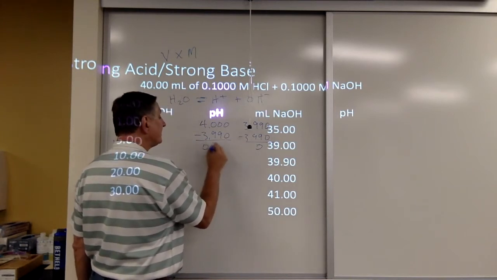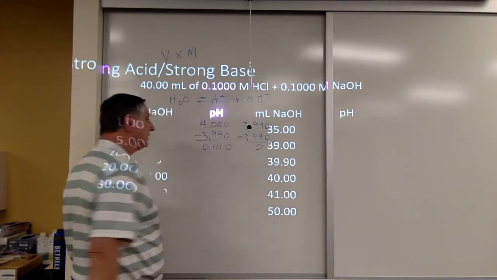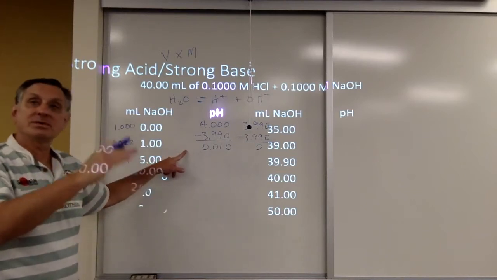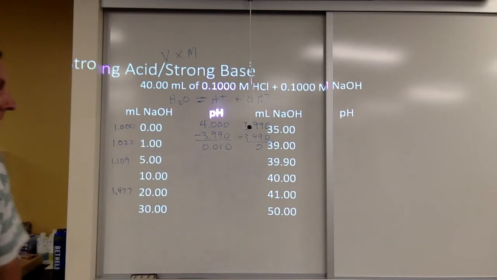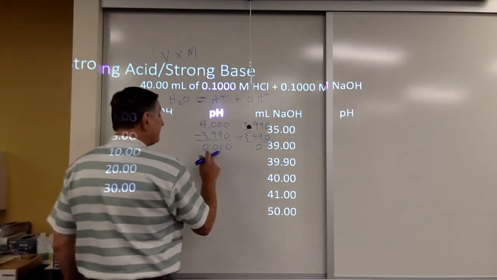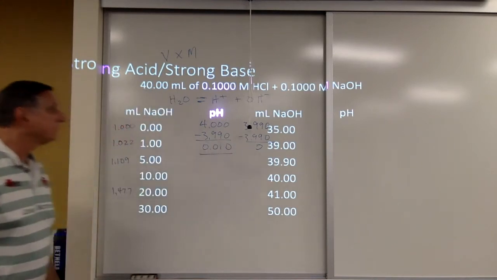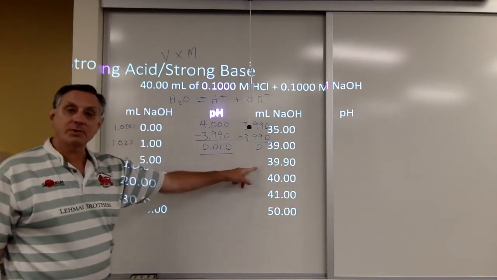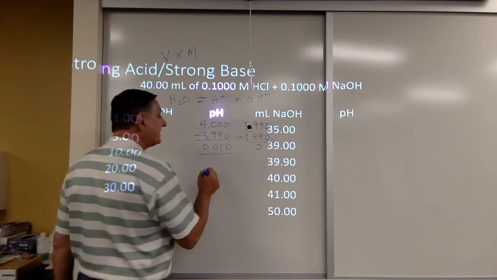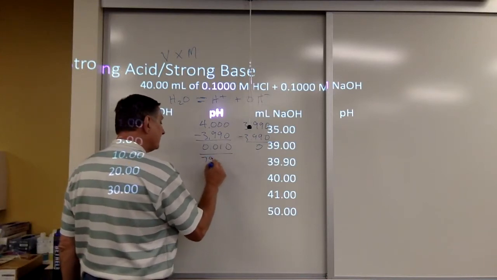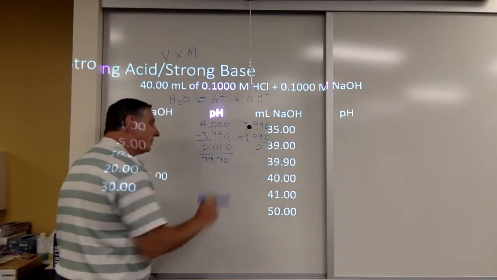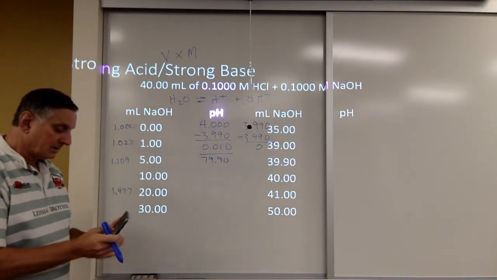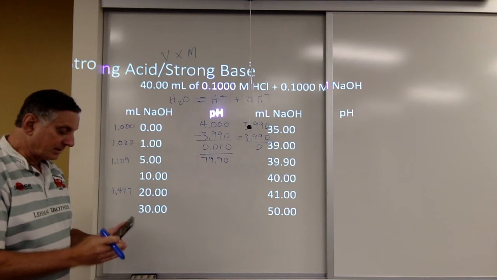And we're left with 0.010. That is an excess number of millimoles of hydrogen ion, millimoles of H plus. What is our total volume? Our total volume is 40 plus 39.90, 79.90. So 0.01 millimoles over 79.90.